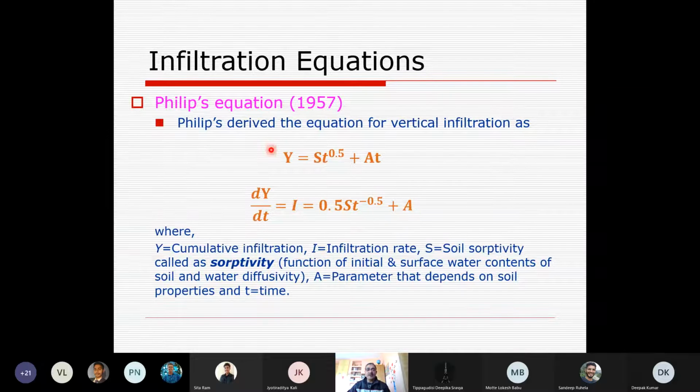To find out infiltration rate from this cumulative infiltration relationship developed by Philip, we again differentiate this y, that is cumulative infiltration, with respect to time, and we can find out by changing this relationship towards this. So this is the way how Philip related infiltration rate and accumulated infiltration with soil properties. Here, sorptivity is used.